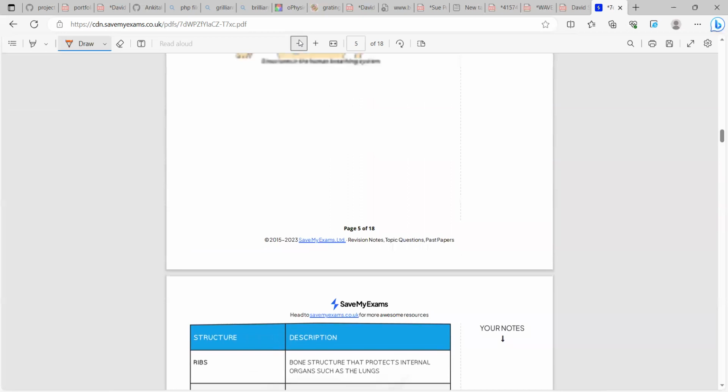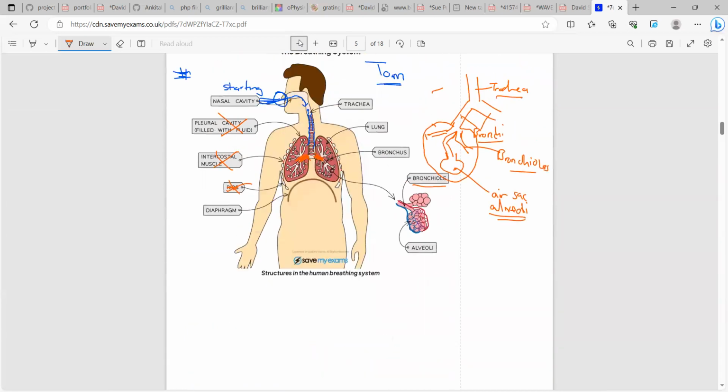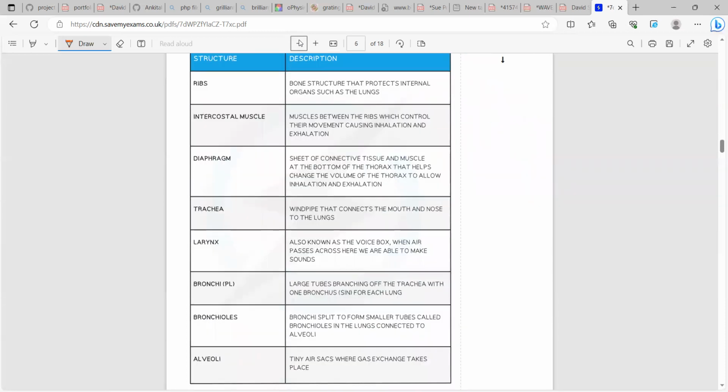Let me show you the diaphragm here. This guy, right below the ribs or the rib cage, we have our diaphragm. The diaphragm is a sheet of connective tissue and muscle at the bottom of the thorax that helps change the volume of the thorax to allow inhalation and exhalation. So the diaphragm and the intercostal muscles work hand in hand to facilitate breathing.